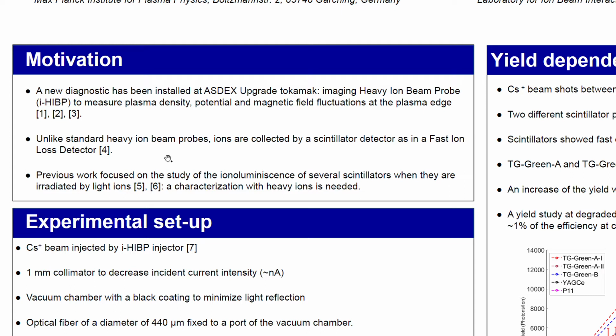In previous work, the study of ionoluminescence of scintillators was done when they are irradiated by light ions. So a characterization with heavy ions is needed, for example with cesium.